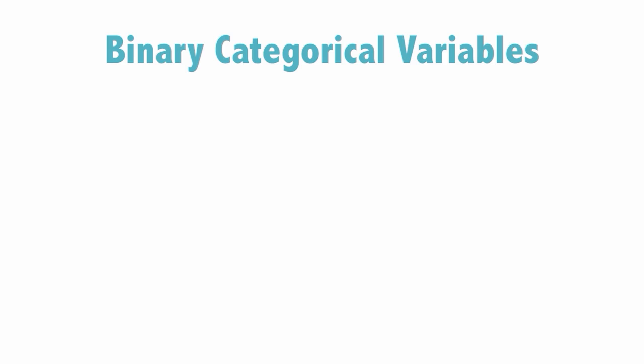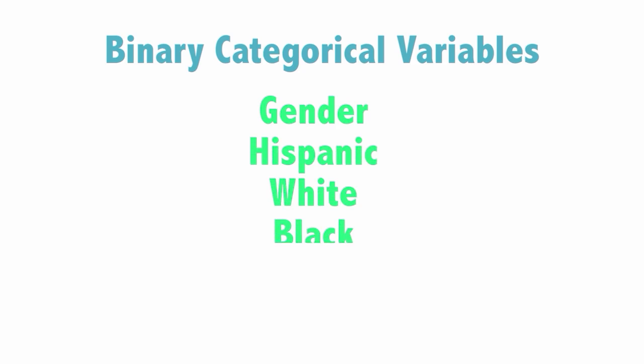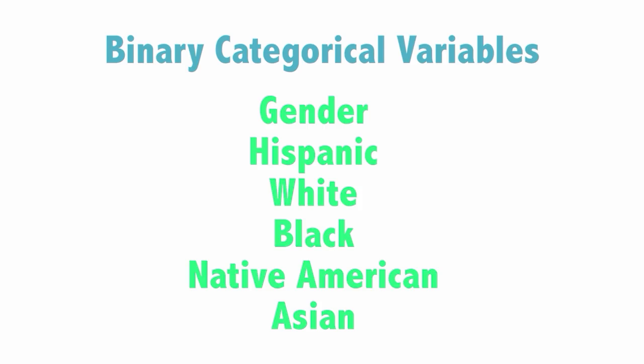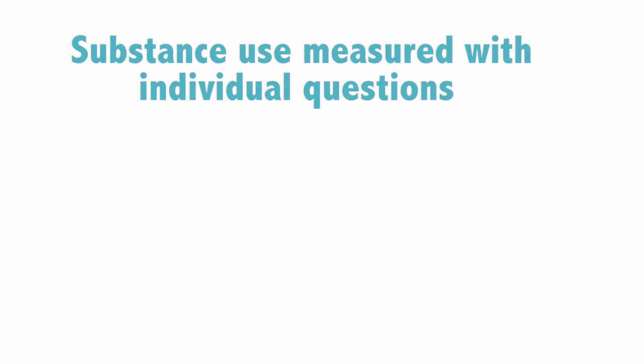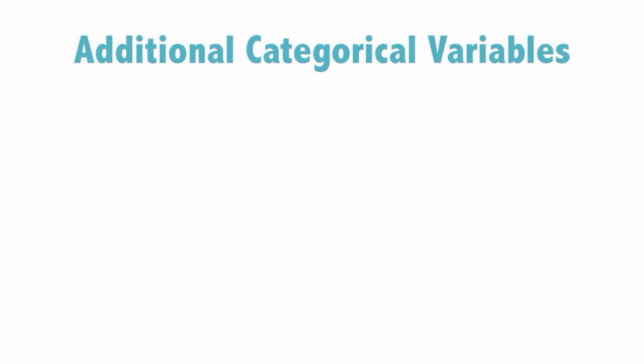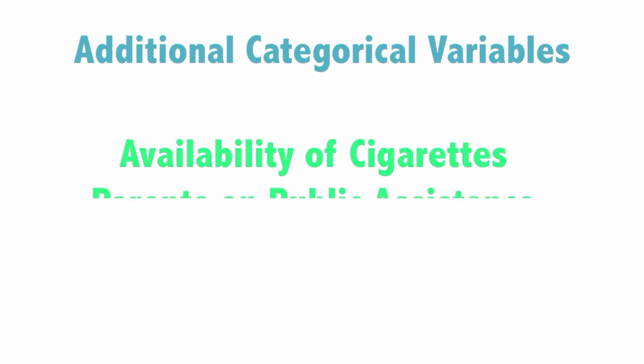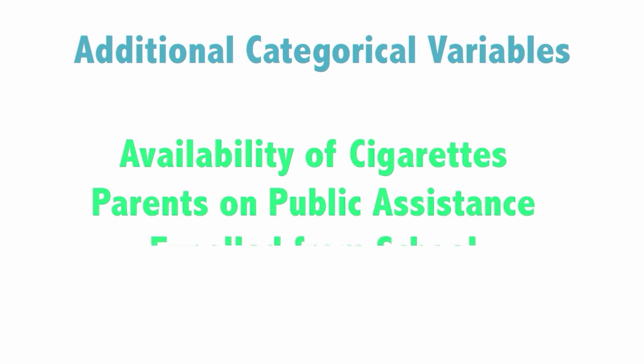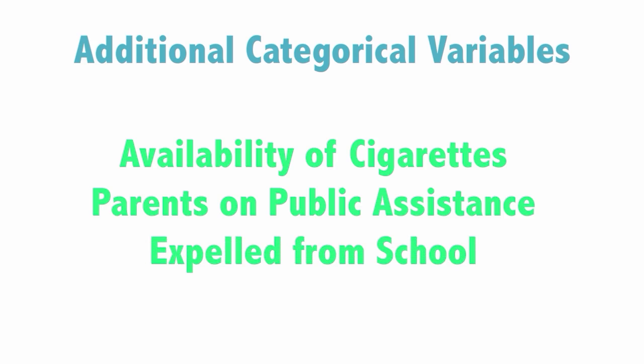Although classification models can handle categorical variables with more than 2 levels, and those that include ordered categories, in conducting my data management, I chose to create a series of 2-level or binary categorical variables. These include gender and 6 separate variables for race and ethnicity. That is, Hispanic, White, Black, Native American, and Asian. Substance use was measured with individual questions about whether the adolescent had ever used alcohol, marijuana, cocaine, or inhalants. Additional categorical variables included the availability of cigarettes in the home, whether or not either parent was on public assistance, and any experience with being expelled from school.